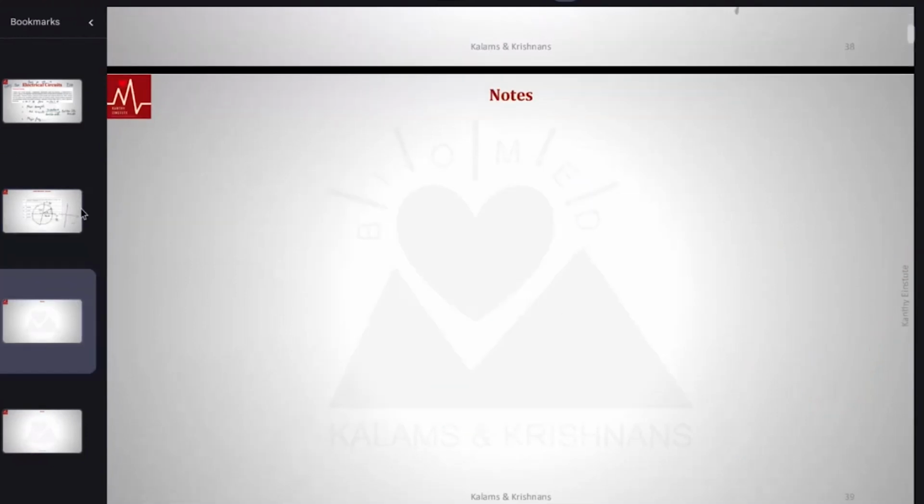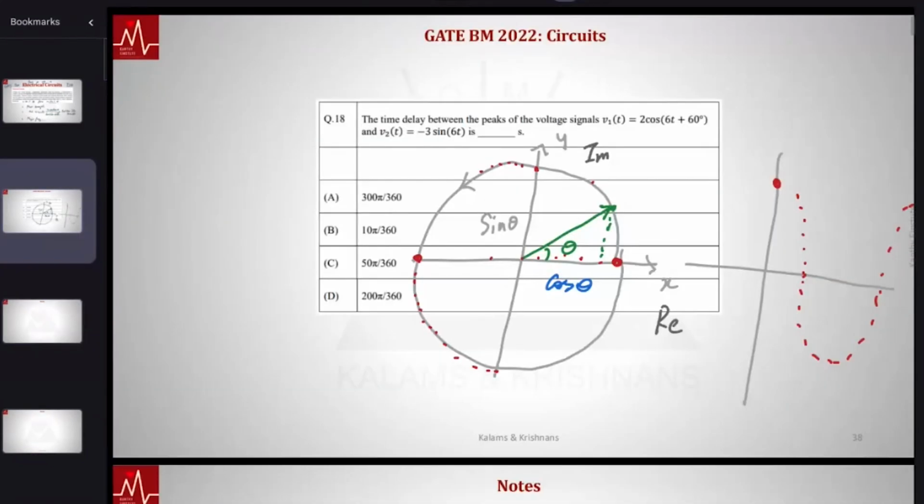What we have here is essentially cos theta. Notice that what we have here is cos omega t. The omega tells you how fast this arrow is rotating.